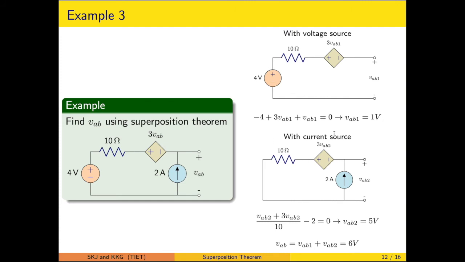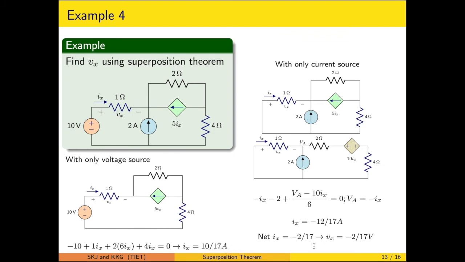Now in the second case, when the current source is the only effective source, the voltage source is short circuited. Likewise, you will have this as a node voltage, and you can write the nodal expression. So VAB plus 3 VAB2 divided by 10, this is injected current, so minus 2 is equal to 0. That suggests VAB2 is equal to 5 volt, and you can apply the superposition concept.